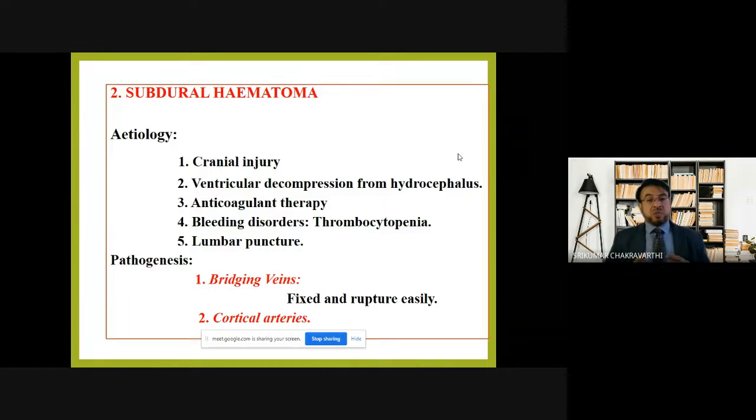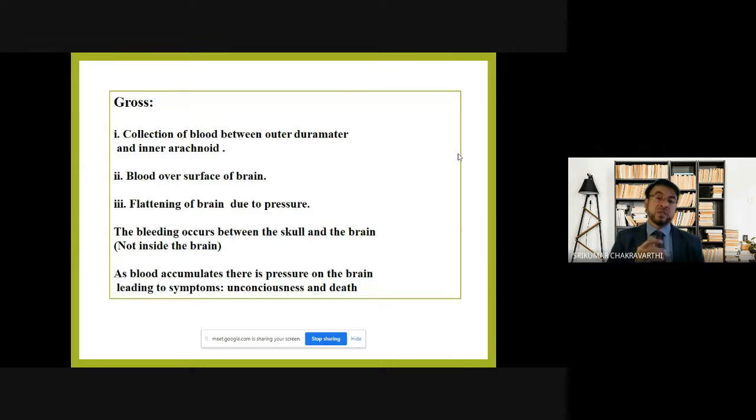So just beneath the level of the dura mater, you have the bridging veins. These are the veins that connect various aspects of the dura mater together. Now these bridging veins rupture very easily. Remember, they are veins and not arteries. Arteries have thicker walls, veins have thinner walls. Or damage to the cortical arteries. Either way, there is a collection of blood which accumulates between the dura mater and the arachnoid mater. And this blood spreads all over the surface of the brain. And when it accumulates, it pressurizes the brain to push inside and it flattens the brain.